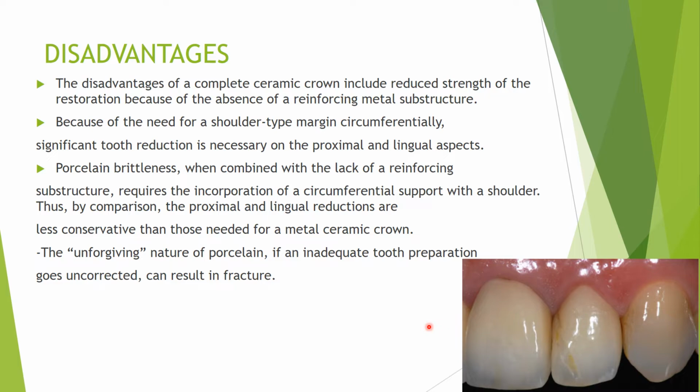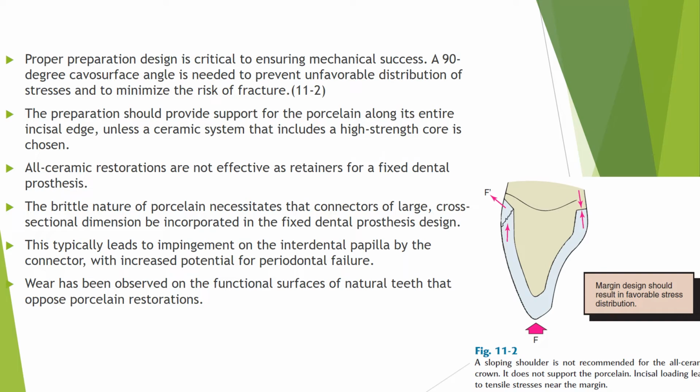So porcelain has an unforgiving nature. If an inadequate tooth preparation goes uncorrected, it can result in fracture, shown in the picture below. That is a fracture line which is masked with composite restoration, basically, right? So can you see a fracture line here, guys? It's a modification that we have done to reinforce it. Of course, in the future, you will have to replace the crown on the lateral incisor.